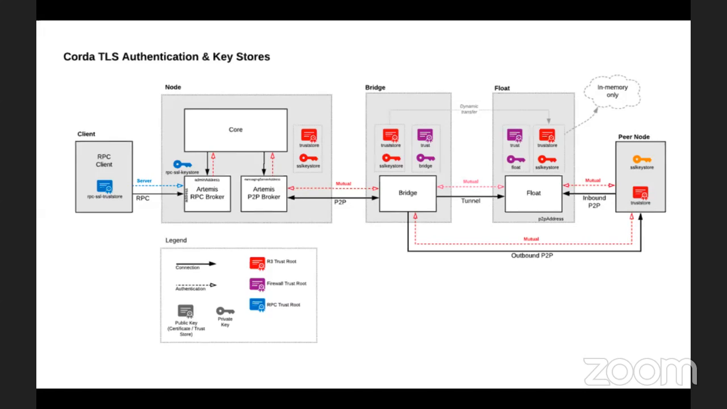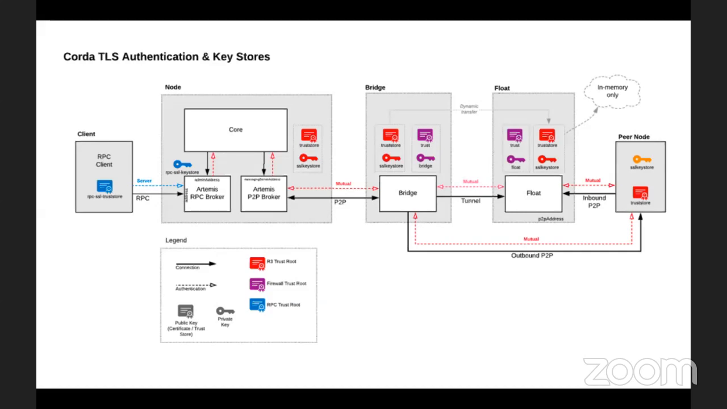There are two kinds of security storage in every node: the trust store and the SSL key store. And in the bridge, there is one more level of security at the firewall trust root. So one is at the RPC, and another one is at the SSL R3. The red one indicates R3's trusted certificates.